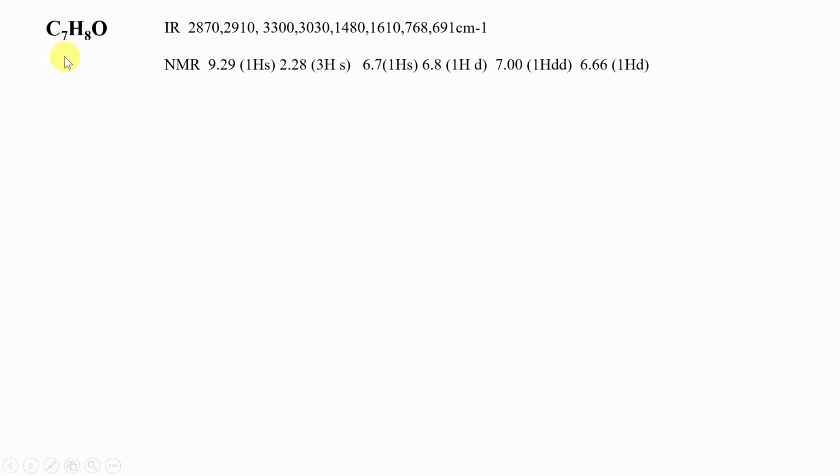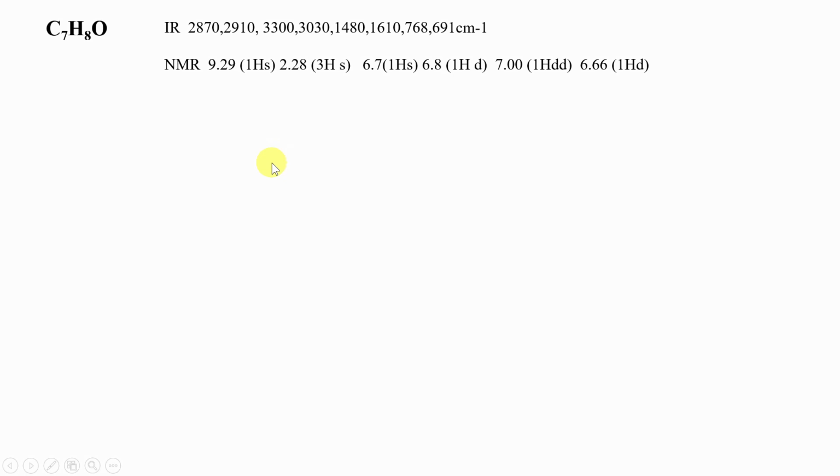A molecule with the formula C7H8O gives the IR values 2870, 2910, 3300, 3030, 1480, 1610, 768, and 691 centimeter inverse. It gives NMR values as 9.29 one hydrogen singlet, 2.28 three hydrogen singlet, 6.7 one hydrogen singlet, 6.8 one hydrogen doublet, 7.00 one hydrogen doublet of doublet, 6.66 one hydrogen doublet.